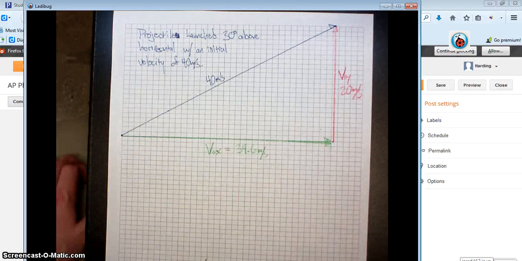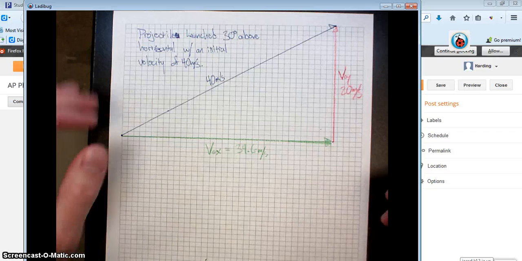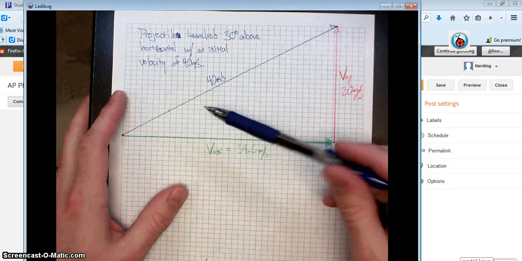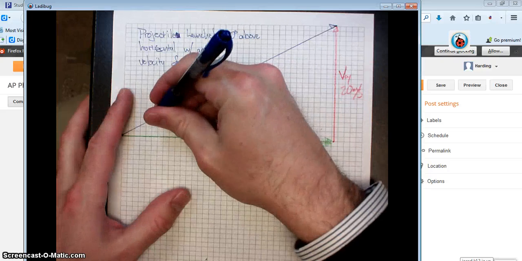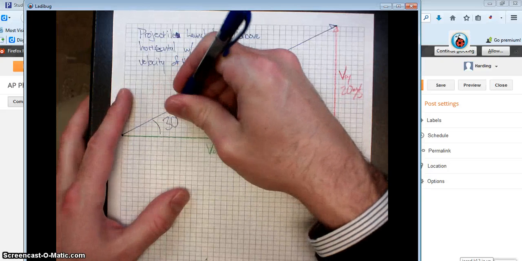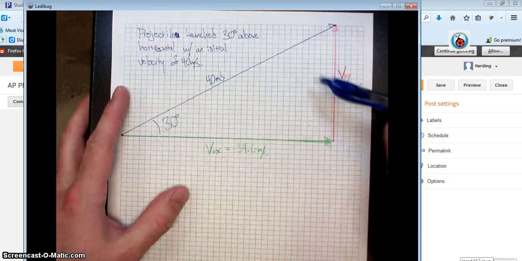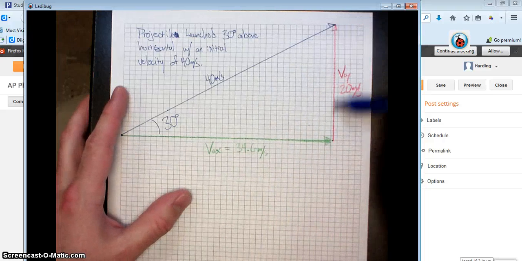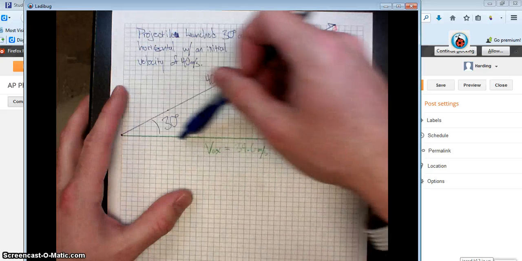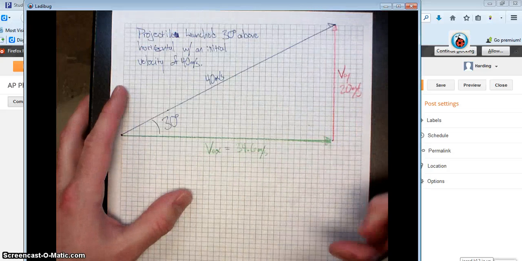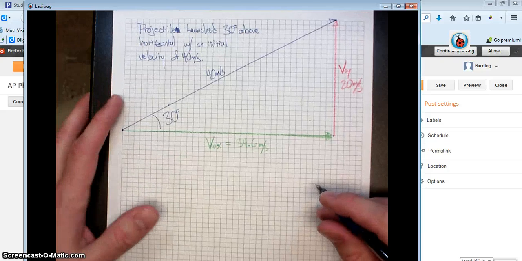Okay, so to make this a little more useful, I'm going to double those quantities. So we're launched at 30 degrees still, above the horizontal. You always want to look to see if it's above or below. So there's 40 meters per second, so now that makes VOY 20 meters per second, and VOX, the original horizontal velocity, 34.6 meters per second.